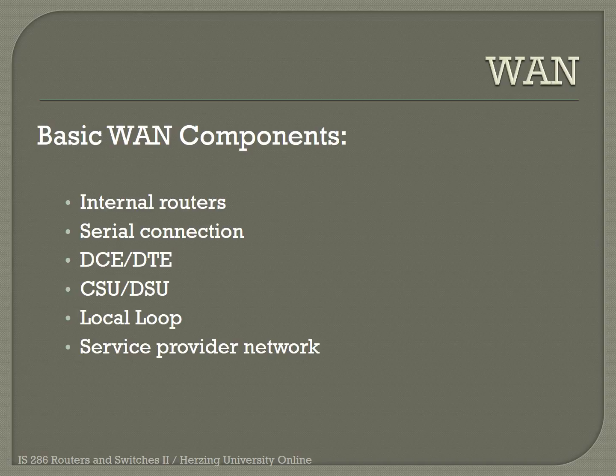The DTE device, typically a router that is owned by the organization that will use the WAN, will be connected to a CSU-DSU. The CSU-DSU is the device that converts the signal from the service provider into one suitable for the customer-owned DTE device. In the US, the CSU-DSU is on the customer side of the point of demarcation.